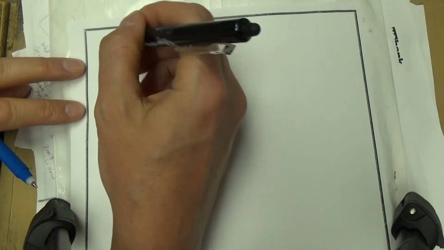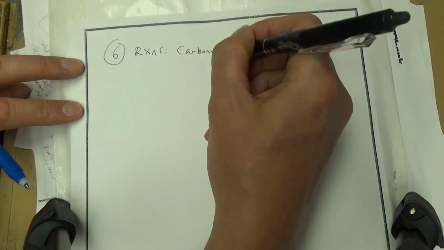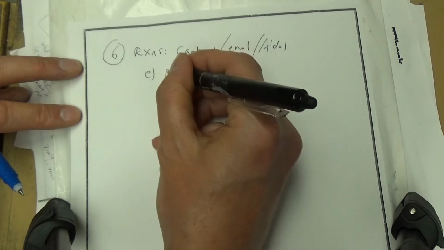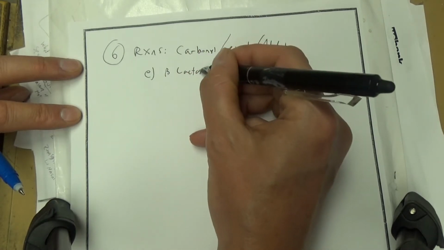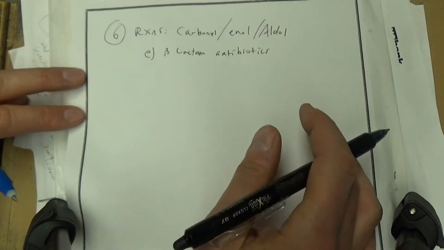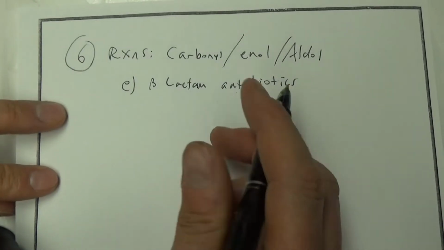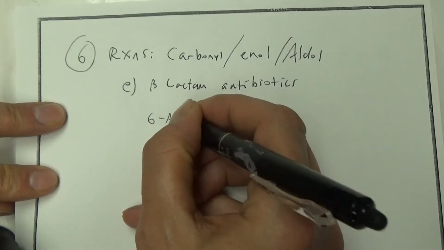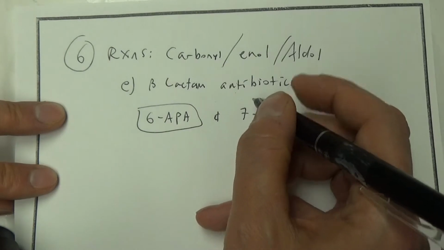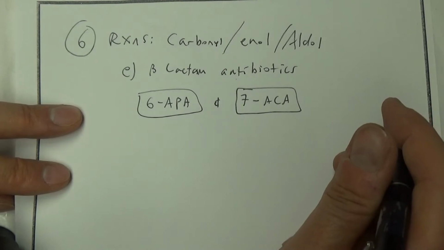Okay, so numbering systems back to number 6 reactions. Carbonyl, enol, aldol. And we're on E, the beta-lactam antibiotics. Before we continue, just a couple quick notes about these things. And we'll talk about the mechanism of them in a bit also. But those 6-APA starting material and 7-ACA, the starting materials are super versatile.